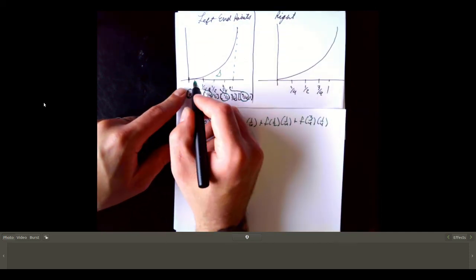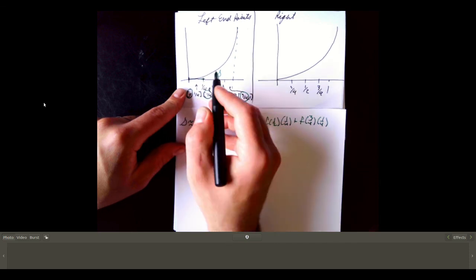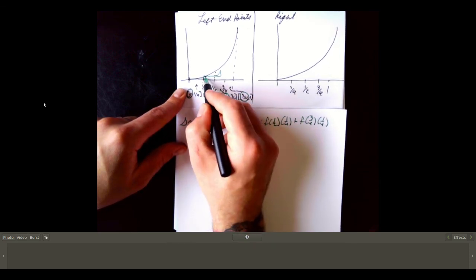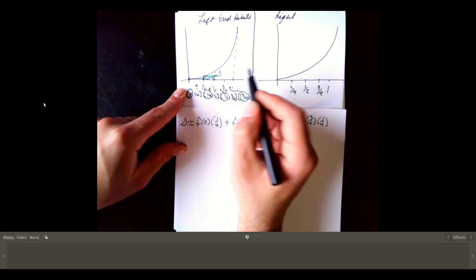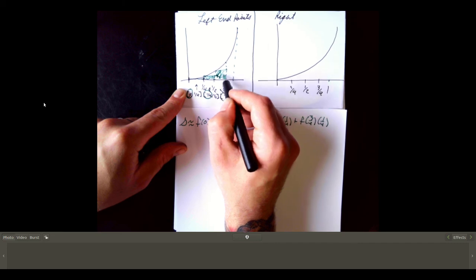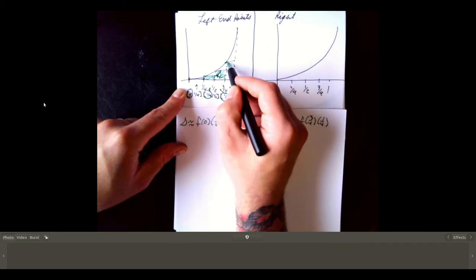So what we're doing is we're getting the height here, then we're getting the height here, and then we're getting the height here, and then we're getting the height here.